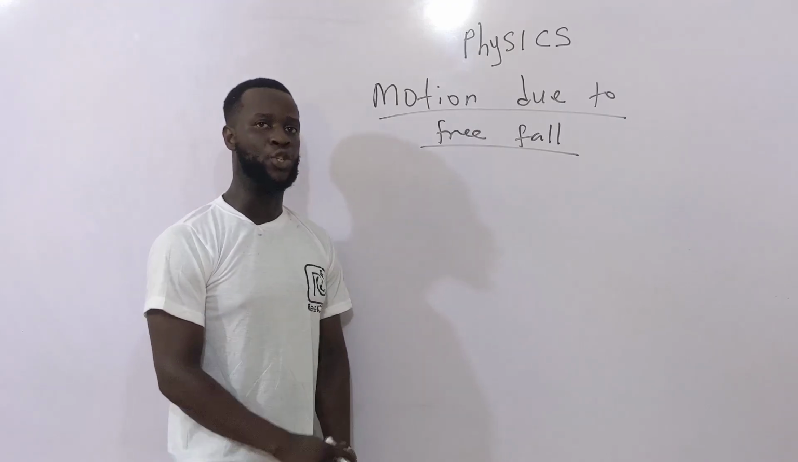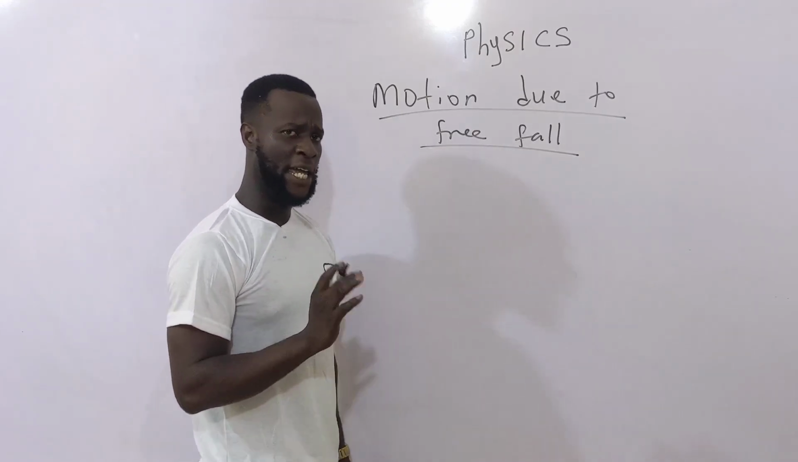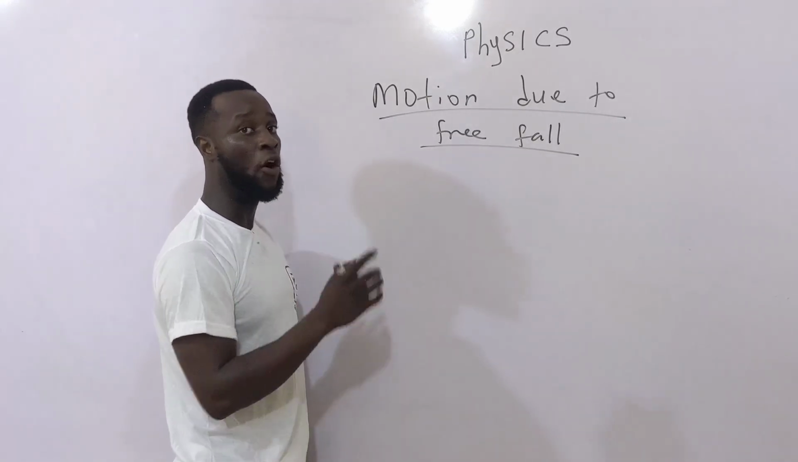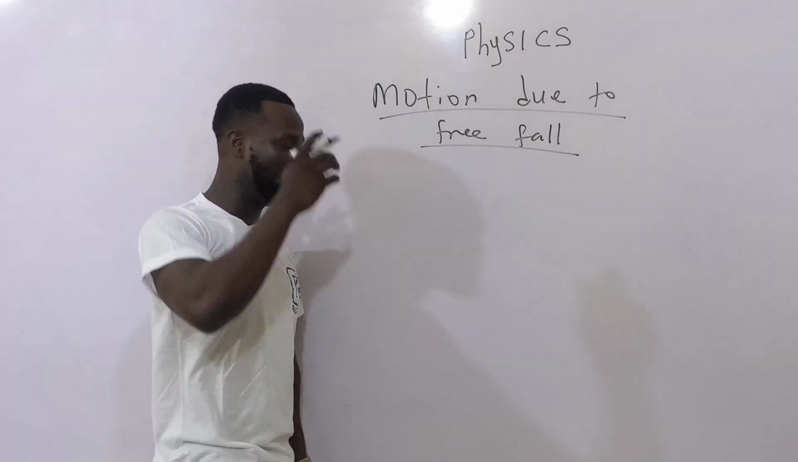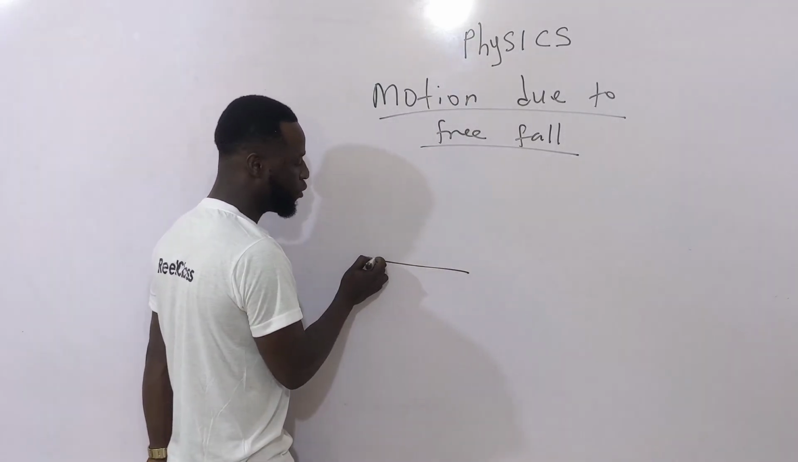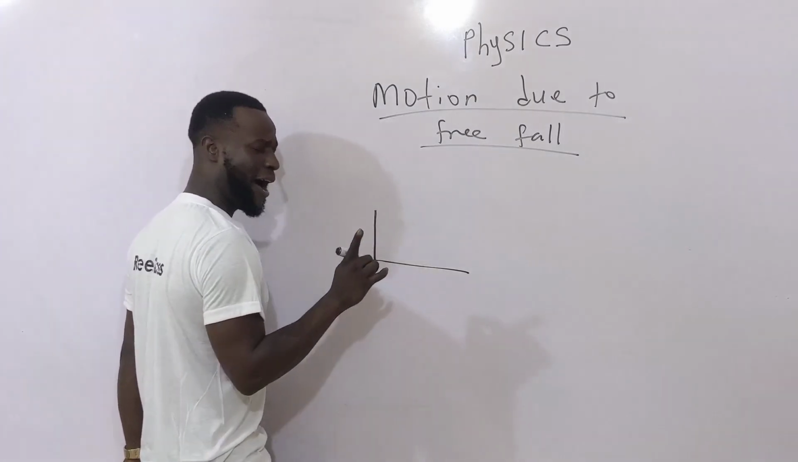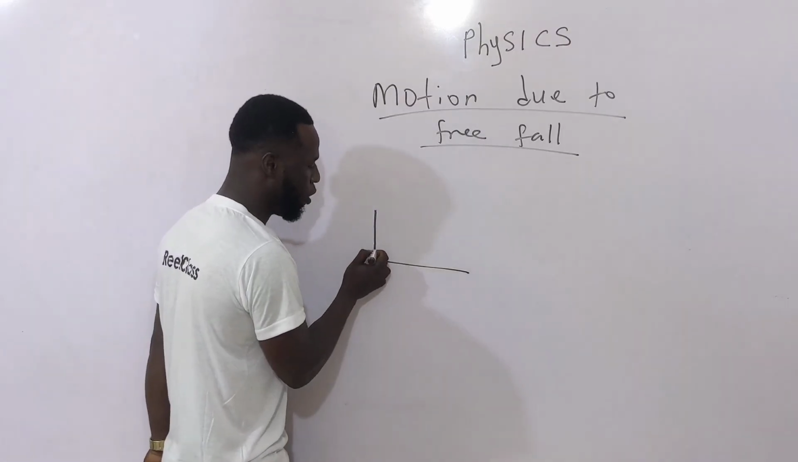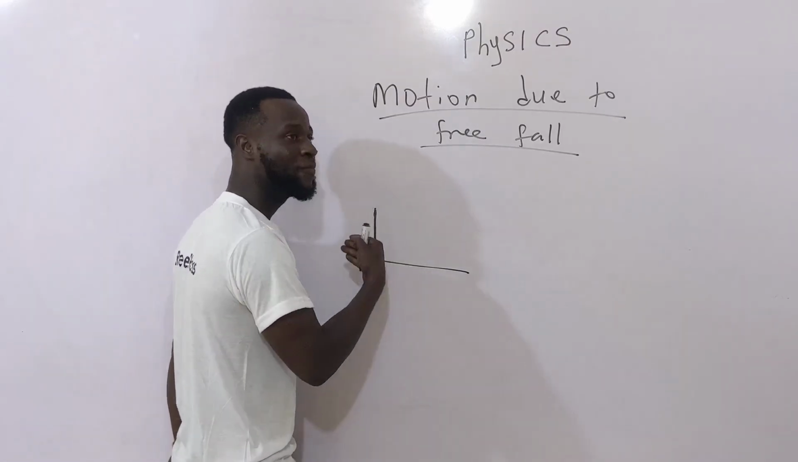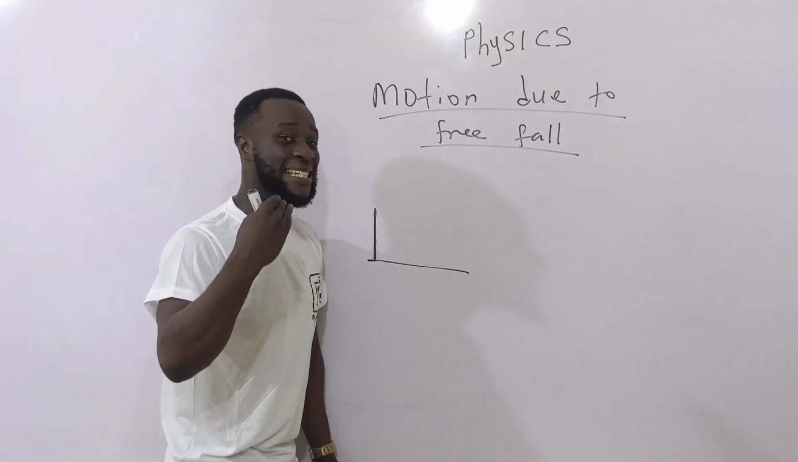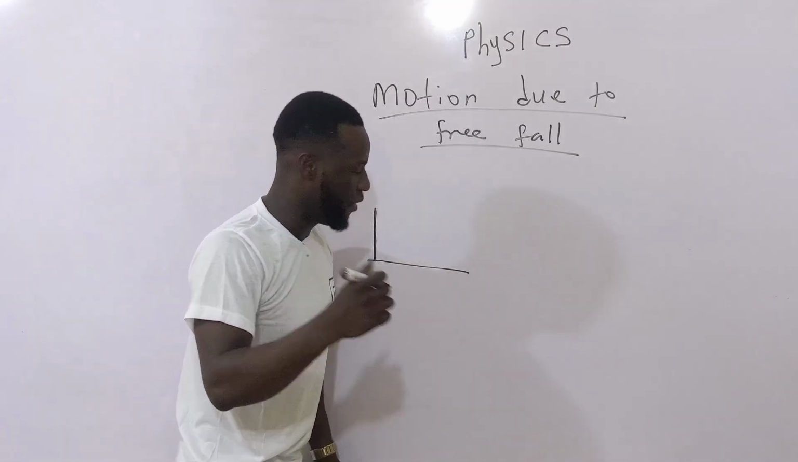Still on vertical motion under gravity. Imagine you have a ball and you throw the ball vertically upward. So this is the ground level and that ball is going vertically upward. You would agree with me that from common day experience, as this ball is going vertically upward, it is slowing down with time, which means it is decelerating under gravity.